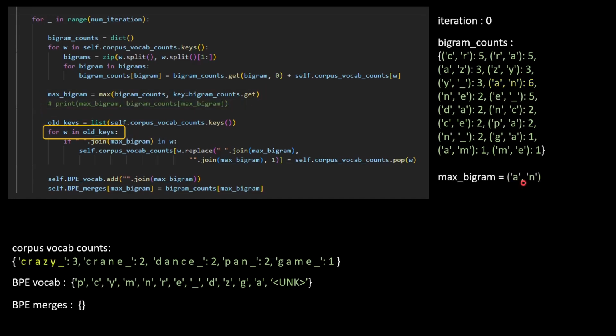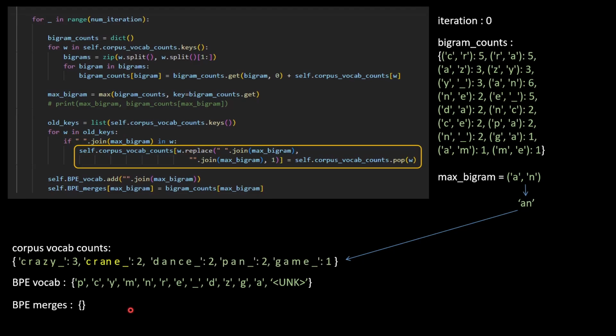As you can see, now we are iterating over old keys. What are these old keys? Old keys are basically the keys of corpus vocab counts. As we iterate through old keys, whenever we find AN in an old key, we replace that AN with the combined AN character. As we said in part 1, if we want to combine 2 characters together, we just delete the space in between, and that is exactly what we are going to do.